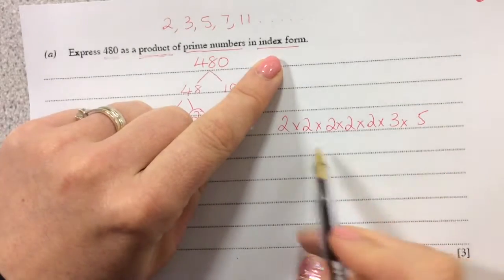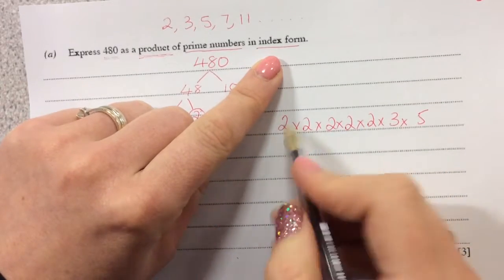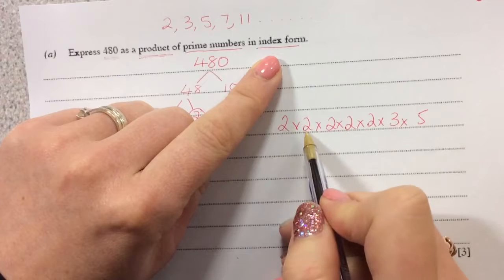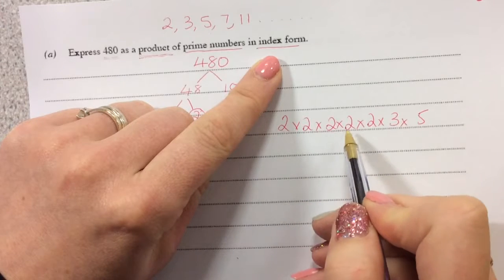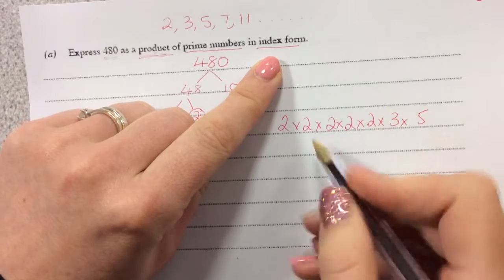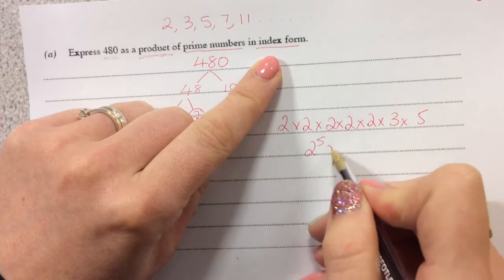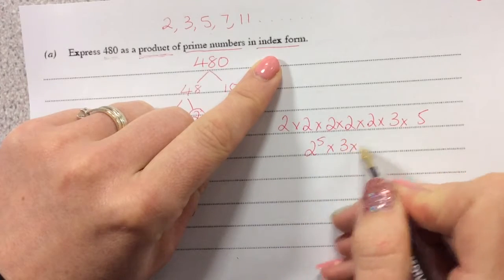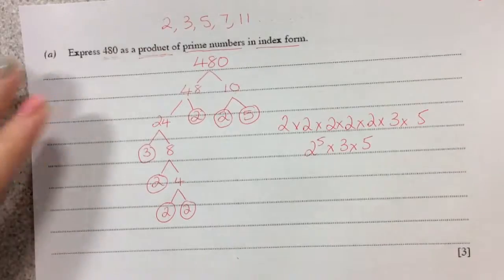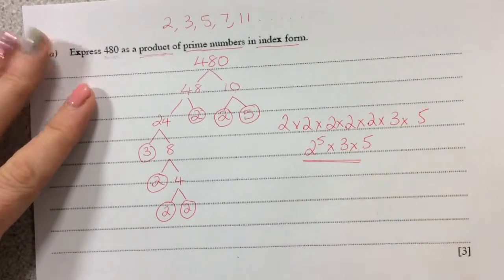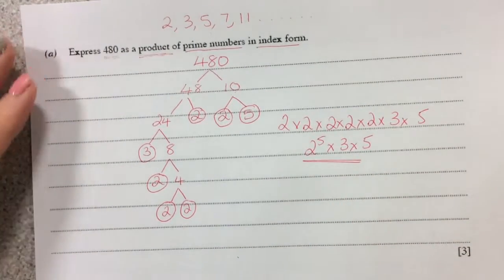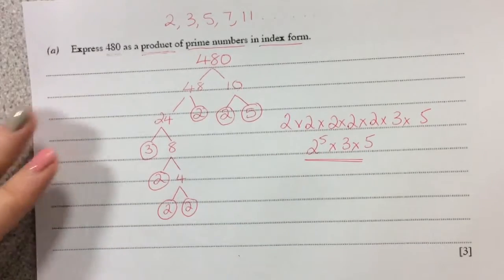But for index form, we need to collect these together. So 2 times 2 is 2 squared, 2 cubed, 2 to the power of 4, so that's 2 to the power of 5, times 3, times 5. So we have now expressed 480 as a product of prime numbers in index form. Easy.